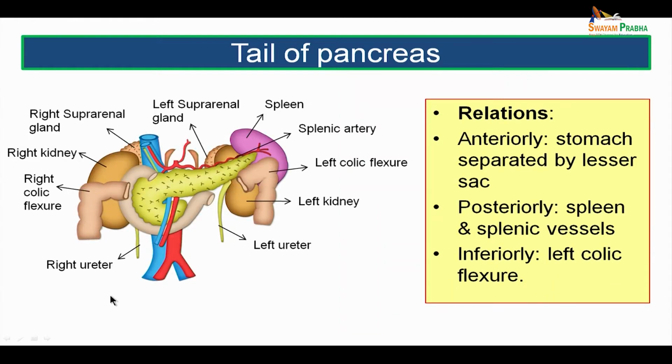The relations of the tail of pancreas. Anteriorly, the tail of pancreas is related to the stomach, separated by the lesser sac, while posteriorly the tail is related to the spleen and the splenic vessels, and inferiorly it is related to the left colic flexure. The same is shown here in the picture. The tail is related posteriorly to the spleen and the splenic vessels and inferiorly to the left colic flexure.